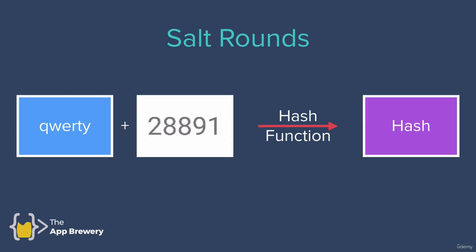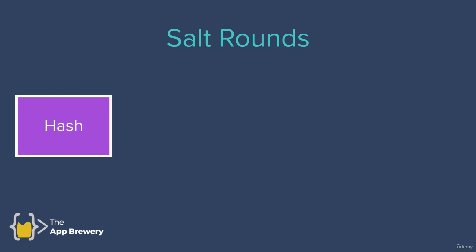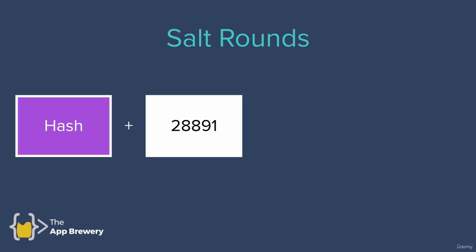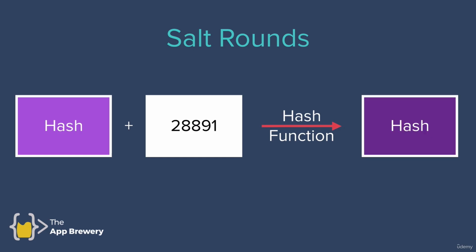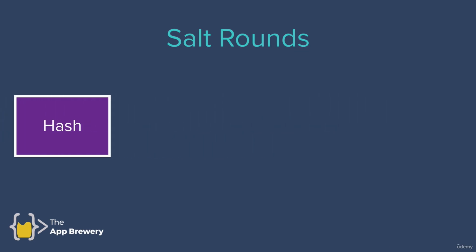Well, let's say that our original user password was QWERTY, and we generate a random set of characters as the salt. So now we have QWERTY and a random set of salt. We pass it through our hash function, bcrypt, and we end up with a hash. Now, that's one round of salting. If we wanted to have 2 rounds of salting, then we take the hash that was generated in round 1 and we add the same salt from before. And now we run it through bcrypt, the hash function, again, and we end up with a different hash. And the number of times you do this is the number of salt rounds.